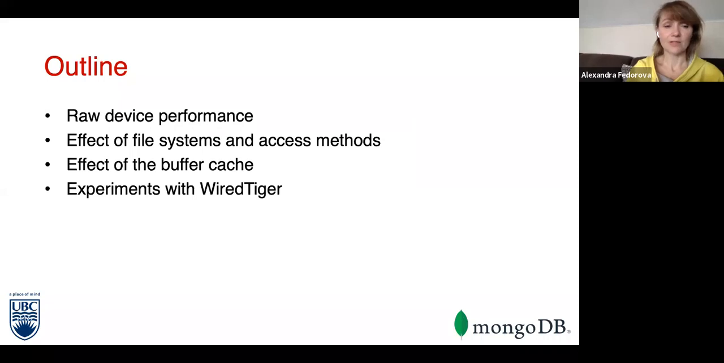We'll start by looking at raw device performance. Then we'll look at the effects of file systems and access methods. Then we'll look at the effects of the buffer cache. And then we'll look at the end-to-end experiments.